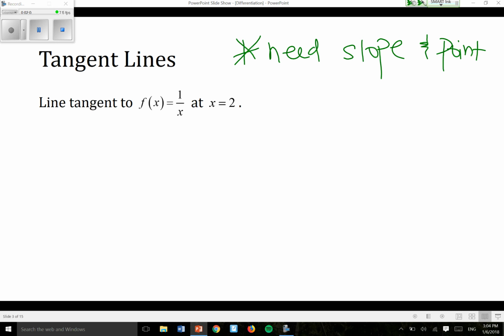The easiest thing to get is our point, because we're already given half of it. We're given the point x equals 2, and all we need to do to find our y value of that point is plug it into our function. So we have the point f of 2 equals 1/2, or the point 2 comma 1/2.